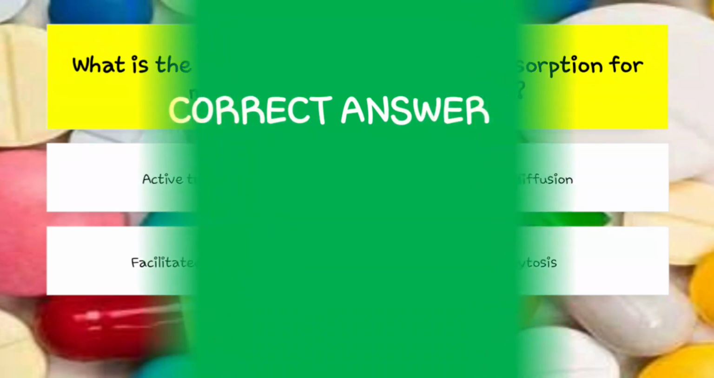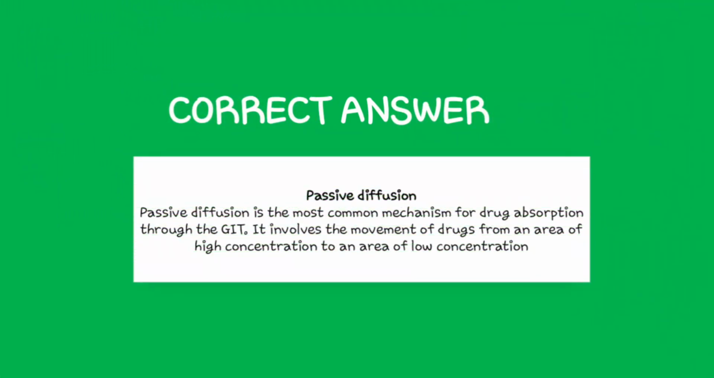The correct answer for this question is passive diffusion. So passive diffusion is the most common mechanism of drug absorption through the GIT. It involves the movement of drug from area of higher concentration to the area of lower concentration.